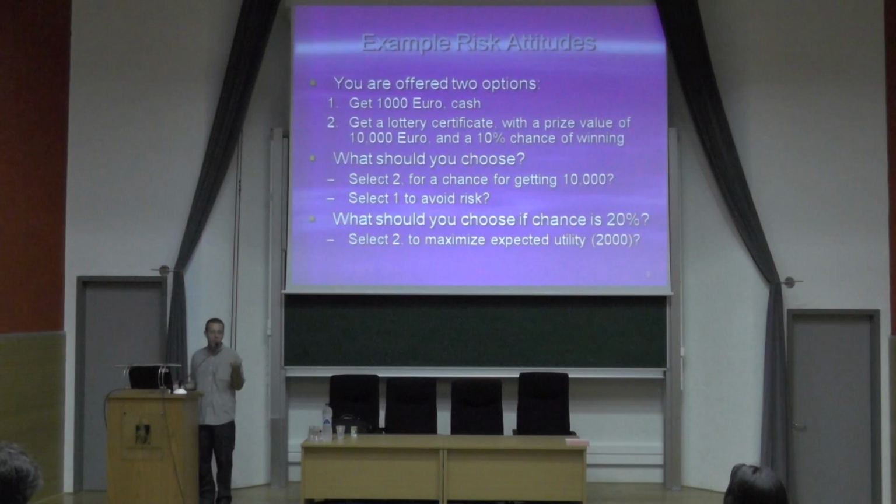But now let's see what happens if we change, in the first case of the 1,000 and 10,000, the other sum, so that the 10,000 gets a 20% chance of winning. Now the expected utility of the second option is higher. It's 2,000, higher than the expected utility of the first one. What would you do then?